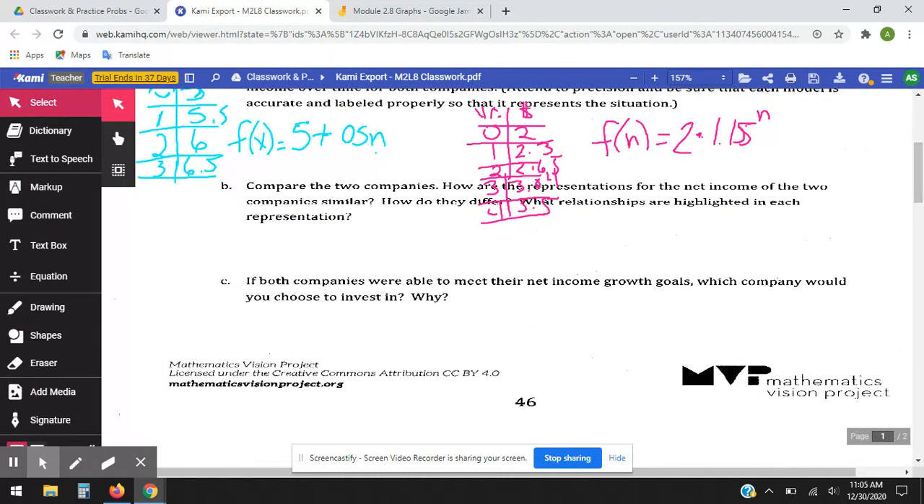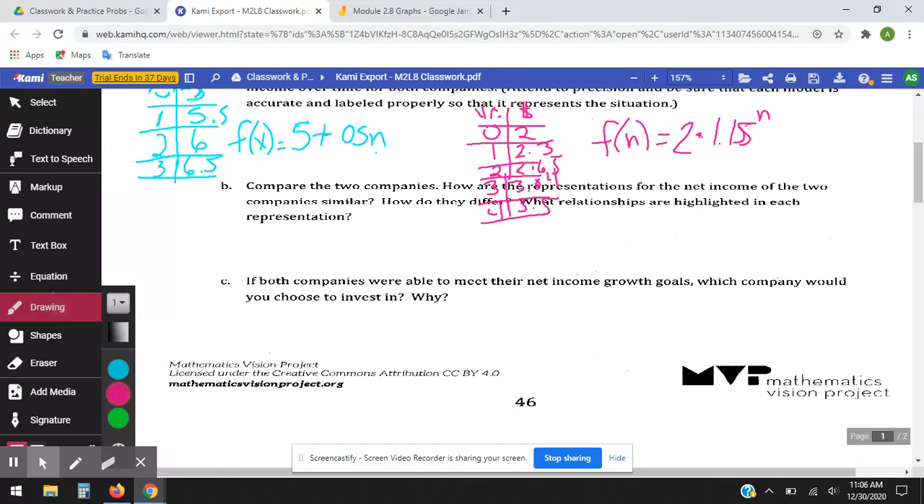All right, compare the two companies. How are the representations for the net income of the two companies similar? How do they differ? What relationships are highlighted in each representation? So we're going to color code them. Calcurama, I'll put in blue.